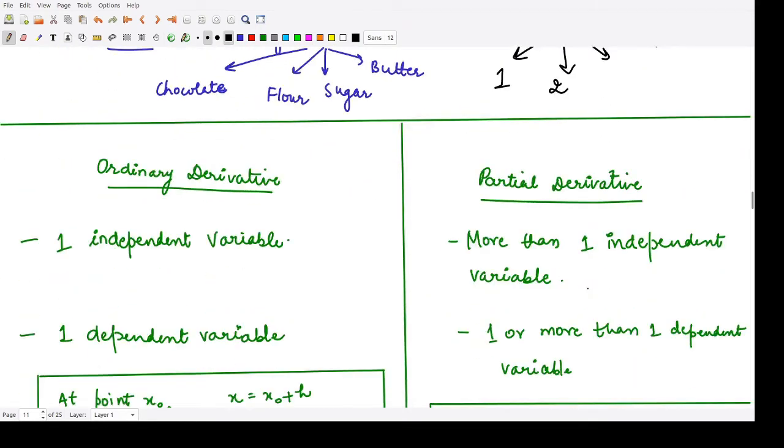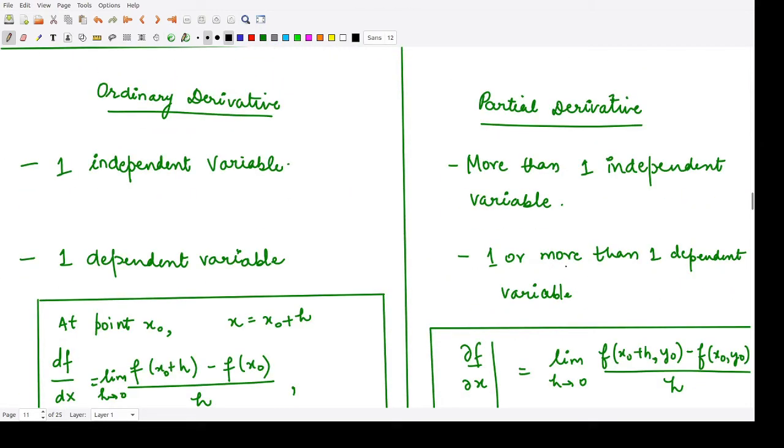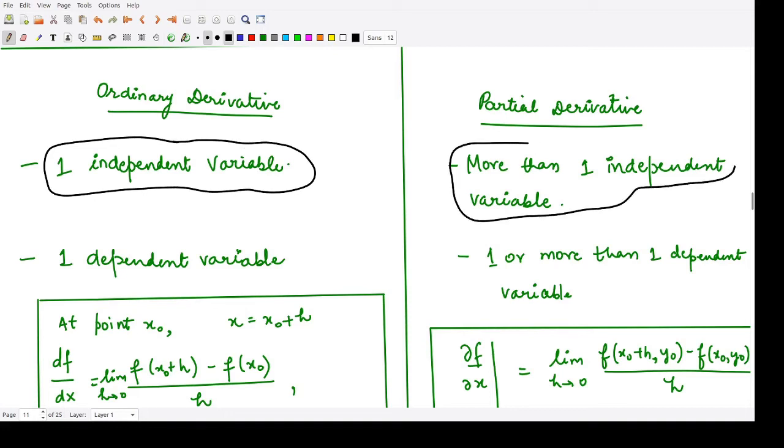So let us have the basic differences between ordinary and partial derivatives. In ordinary derivatives, we only have one independent variable with us, whereas for partial derivatives more than one independent variable could also be present. Here in this case only one dependent variable is there, whereas more than one dependent variable is there. And suppose y is the dependent variable and x is the independent variable, you denote the derivative by this small d.